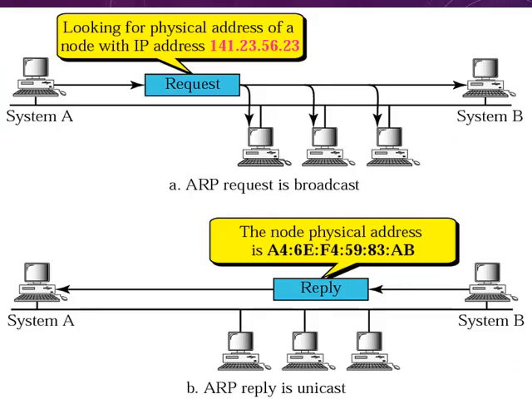In this diagram, we can see System A trying to communicate with System B. System A knows the IP address of System B, so it's looking for the physical address of a node with IP address 141.23.56.23. So it sends the request to all the nodes in the link. All the other nodes reject the request, but only the destination replies with a physical address. The request is given as a broadcast and the reply is given as a unicast.